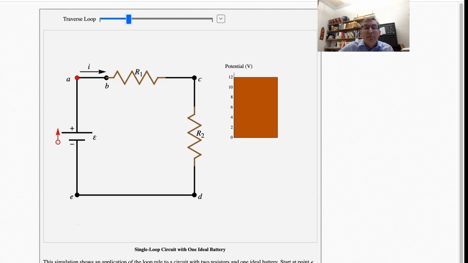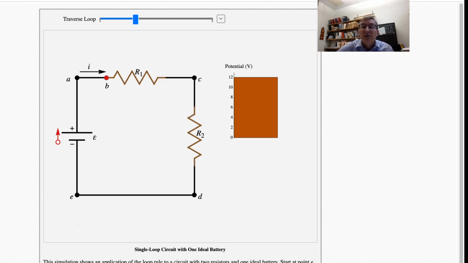Now let's go from point A to point B. Notice that's just through a conducting wire. Notice the bar chart is not affected. No potential gain or loss in conducting wire. Technically, as you may be thinking, that's not 100% true. There will be a tiny amount of resistance in a conducting wire, so there would be a tiny amount of potential drop, but it's negligible when you've got regular resistors like this in your circuit. Okay, now we're at point B.